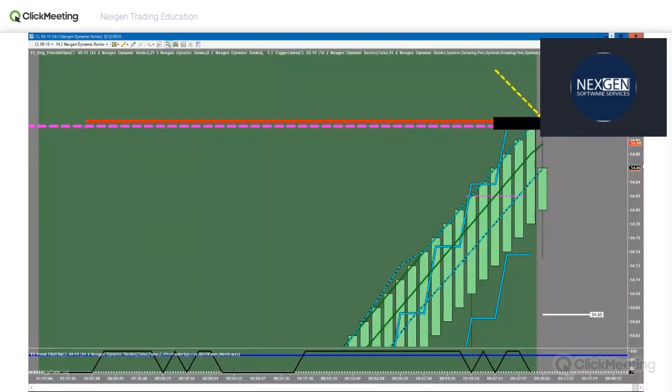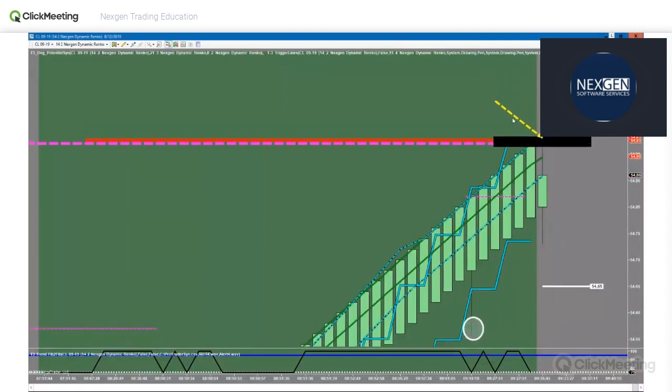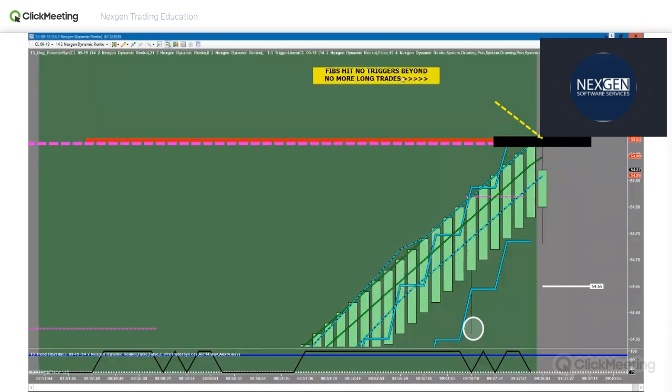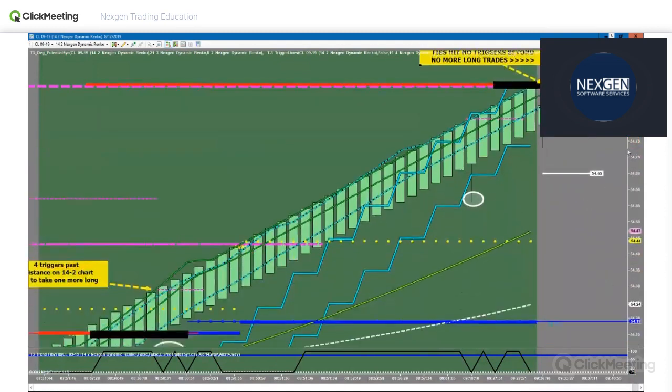So before we ever take another long trade, we can say to ourselves, fibs hit, no triggers beyond, no more long trades. Now, I'm not necessarily going to go short because it's a really strong market up, but it's very, very, very definitive. Agreed? 4 triggers are passed.